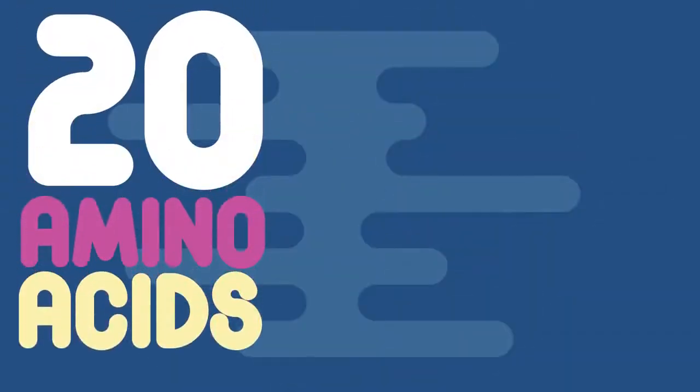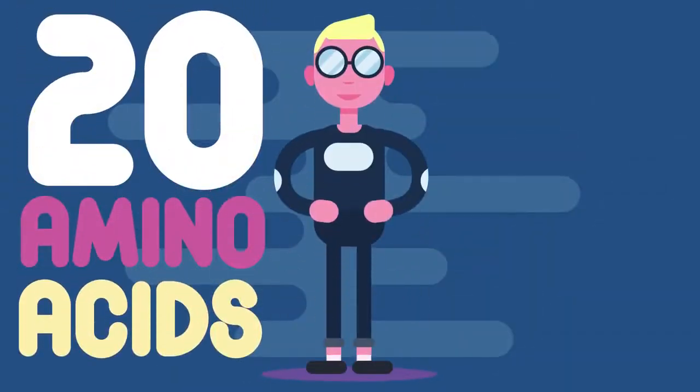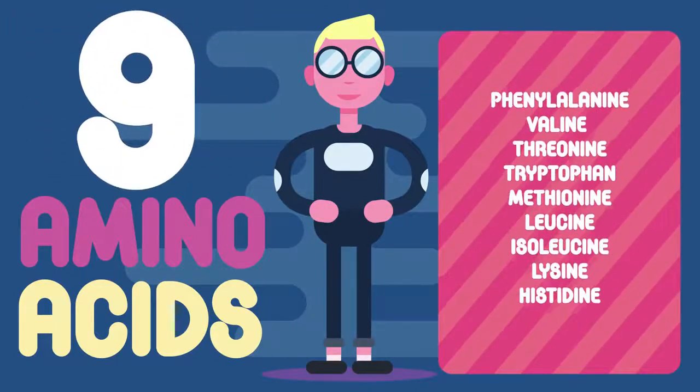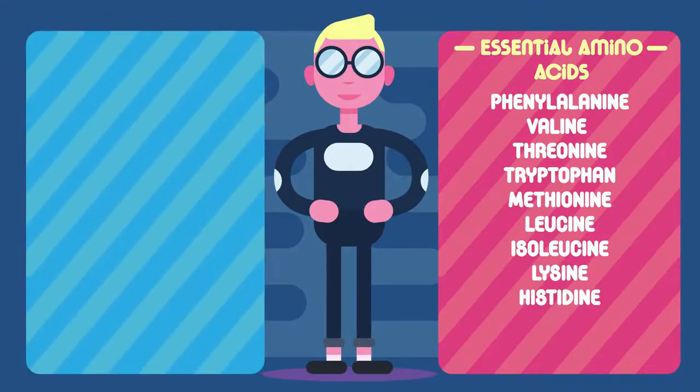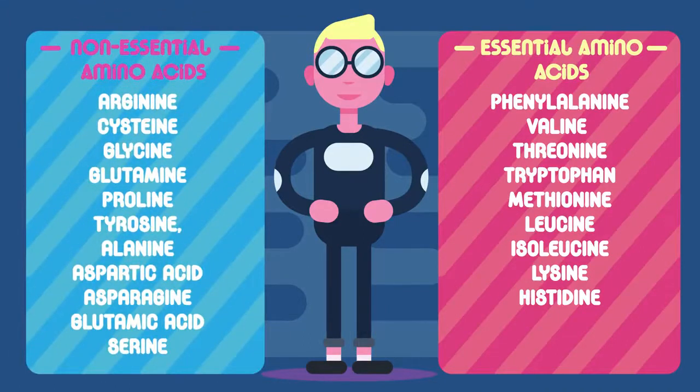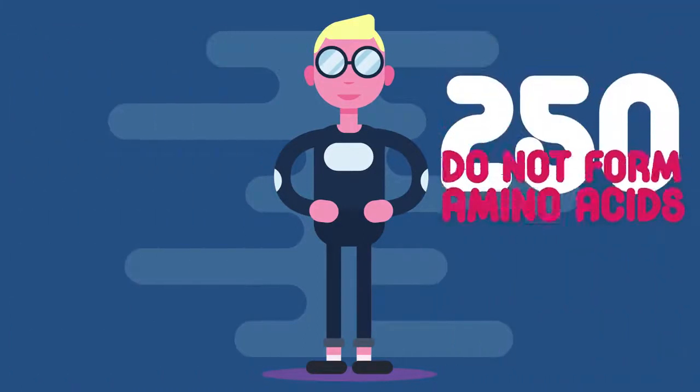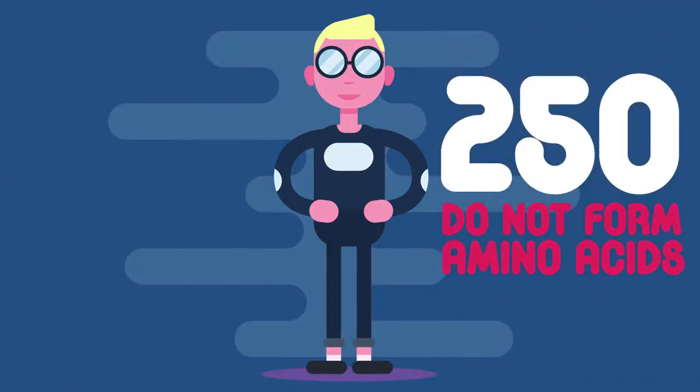So there are 20 amino acids that make up our body's proteins. 9 of these we need to take in through our diet, as our body cannot manufacture them. These are known as essential amino acids. Our body can, however, manufacture non-essential amino acids. Whilst 20 amino acids build up proteins, there are actually many others that do not form proteins, possibly over 250. They may form sugar, for example.